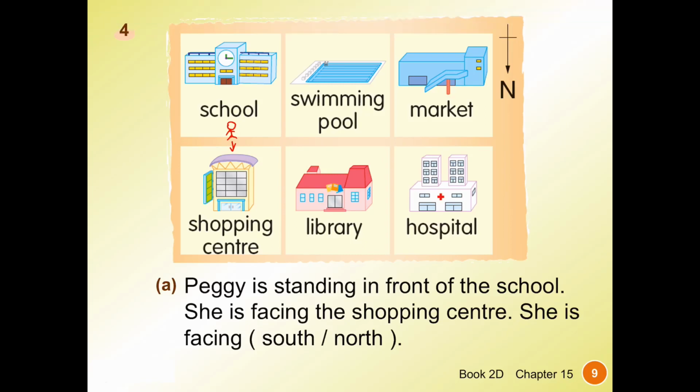For question number 4, part A, Peggy is standing in front of the school. So Peggy is here and she's facing the shopping center. She's facing this direction. So she's facing south or north. So by looking at this symbol here, we know that this side is north and she is facing this side. So we can tell right away that Peggy is facing north.